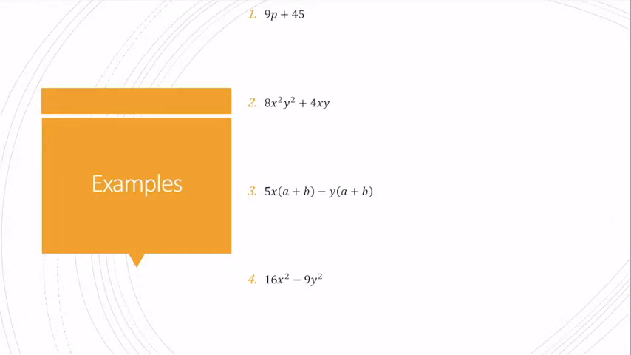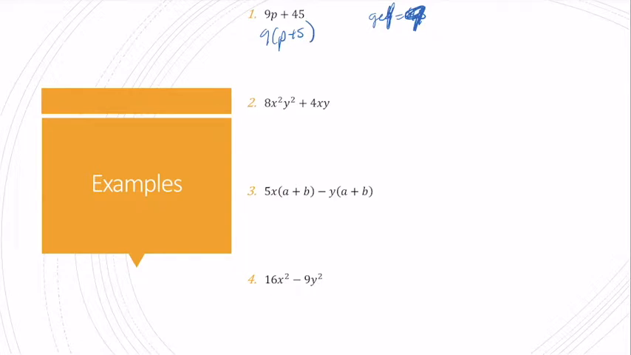Let's say I have 9p plus 45. Well, the greatest common factor of 9 and 45 is 45. No, it's not. It's 9. So that's going to give me 9 times p plus 5.